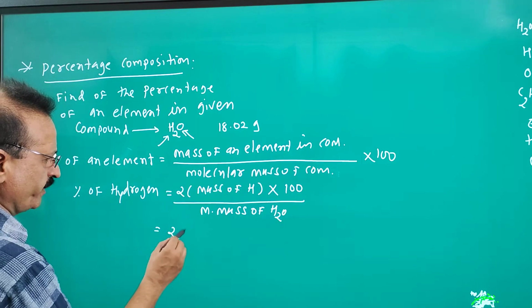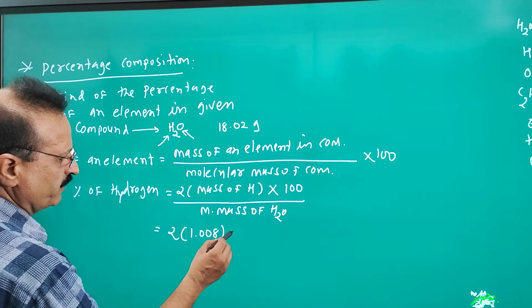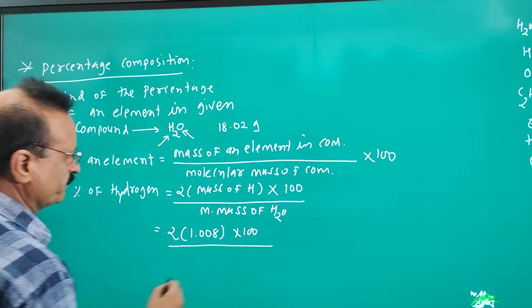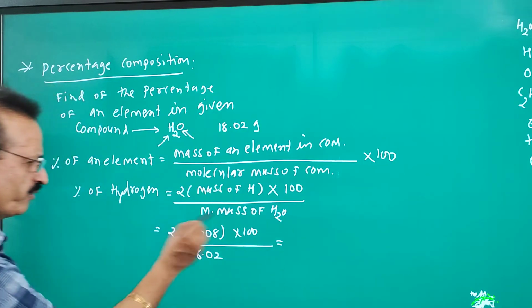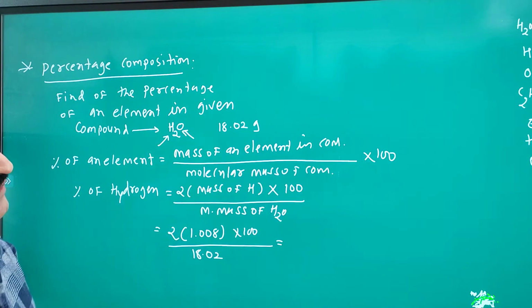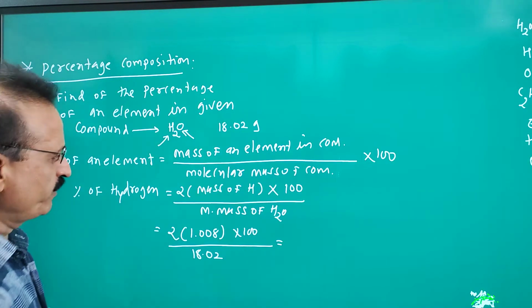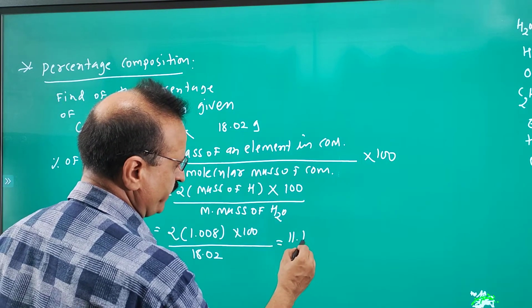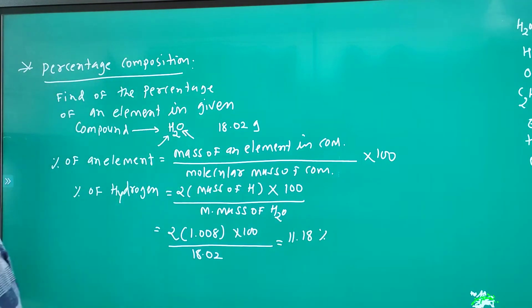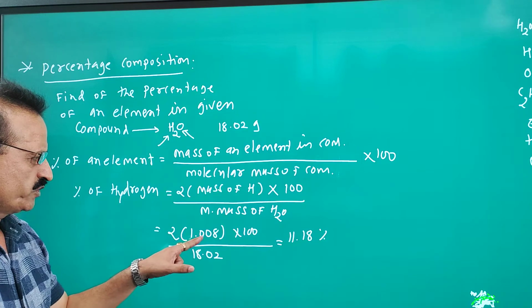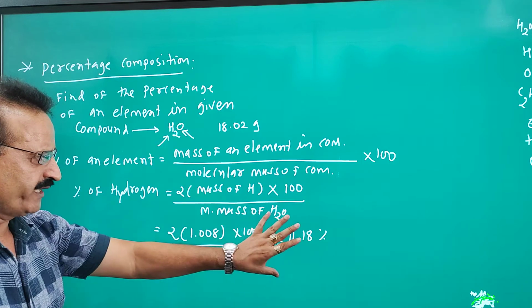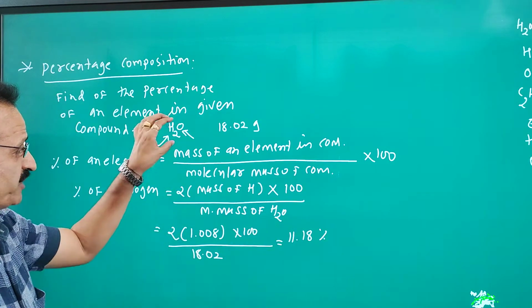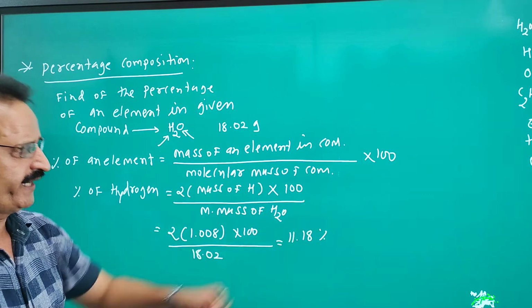So what will be the answer? 2 into 1.008 into 100 upon 18.02. If you calculate the value, you will find the percentage of hydrogen. The answer will be 11.18%. You just calculate 2 into 1.008 into 100 upon 18.02, and you will find that the percentage of hydrogen in H2O is 11.18.